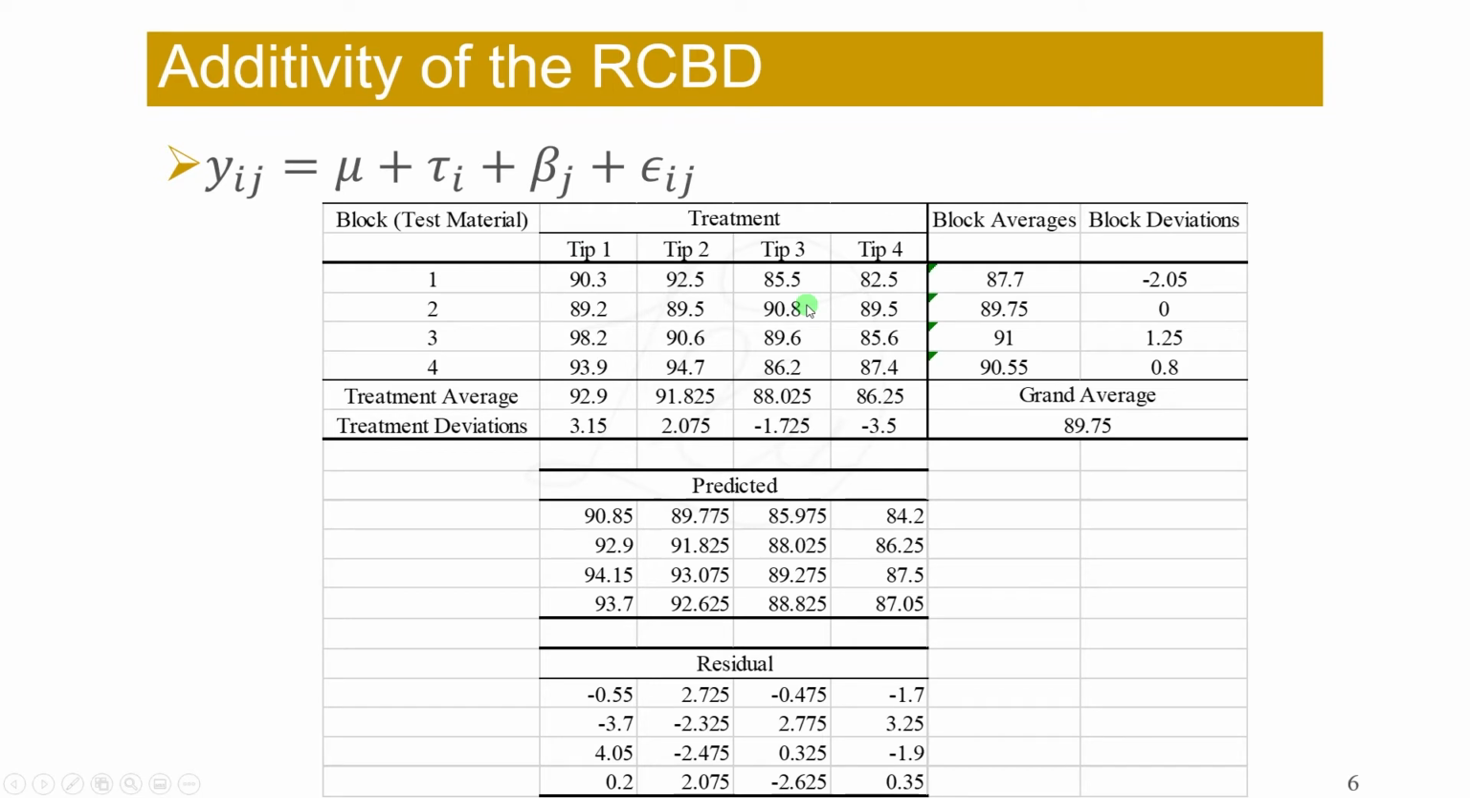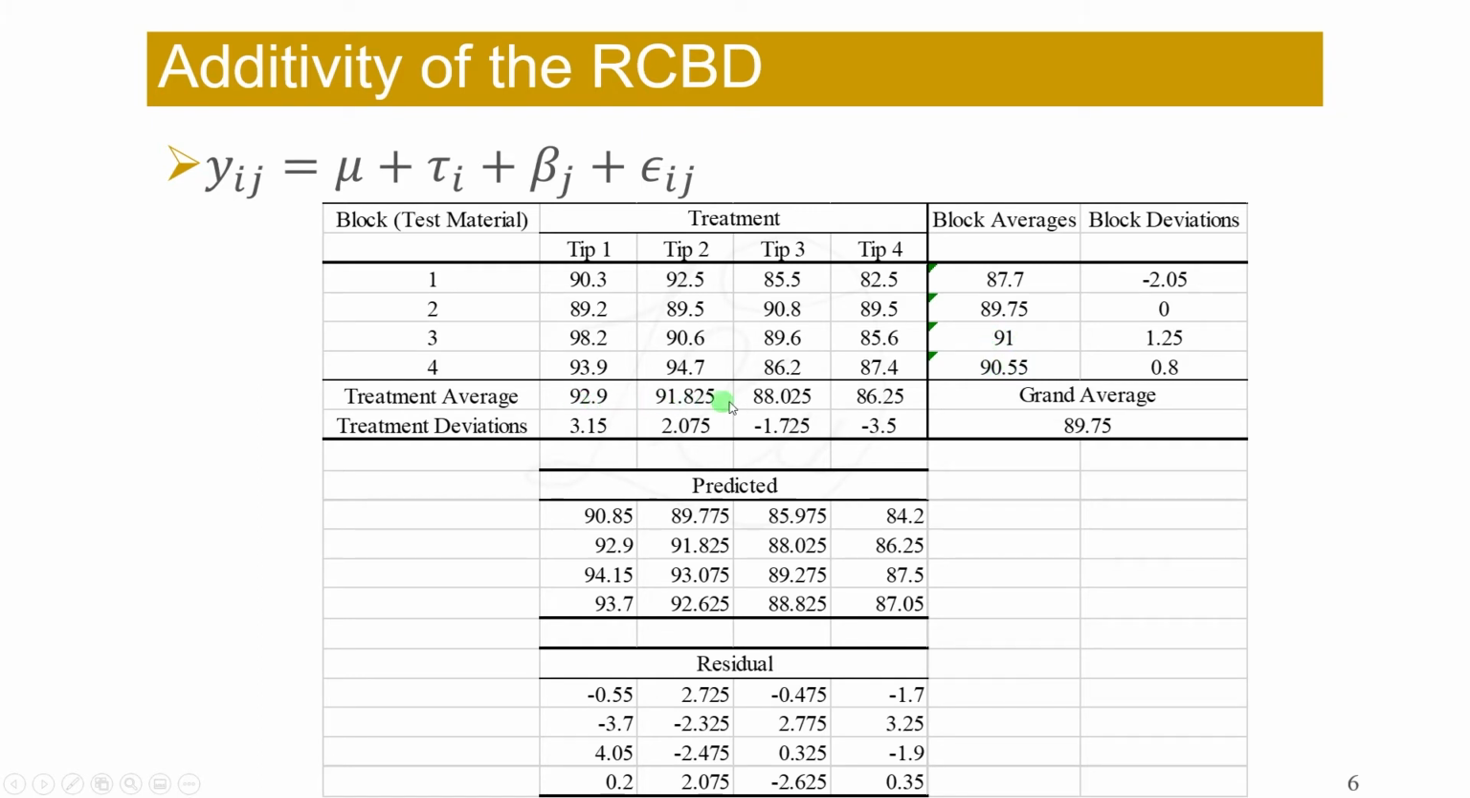For the same strength test example, these are the strength test results for different tips in different blocks. So in total, we have 16 numbers. The grand average here is the average of these 16 numbers. The block averages here are the average of the 4 numbers in each block. So this number is the average of these 4 numbers, and this number is the average of these 4 numbers. It's the same for these 2 numbers.